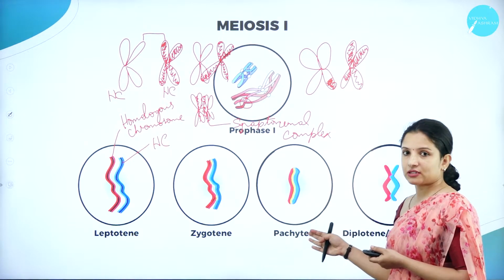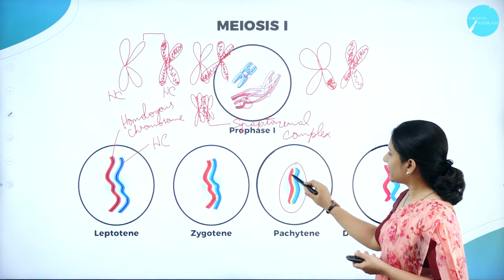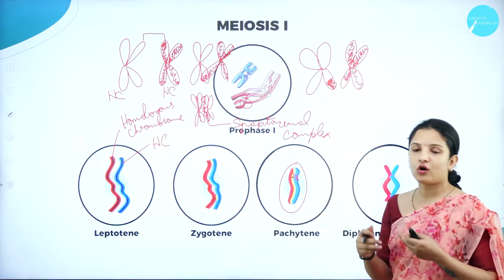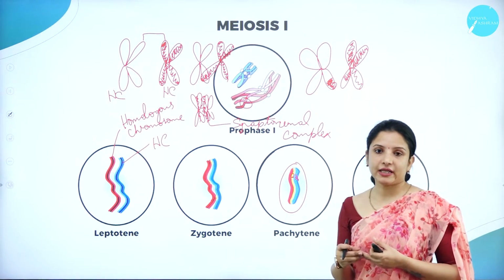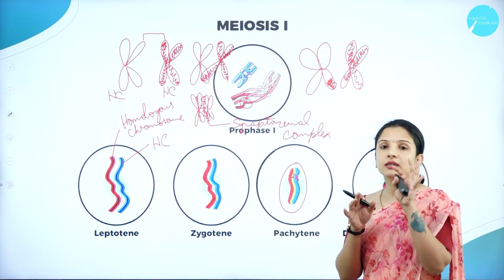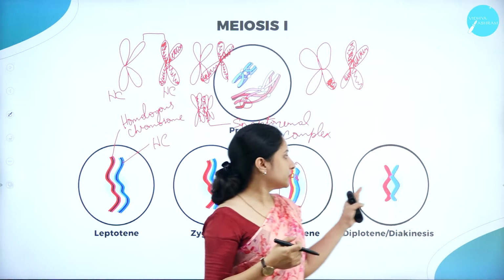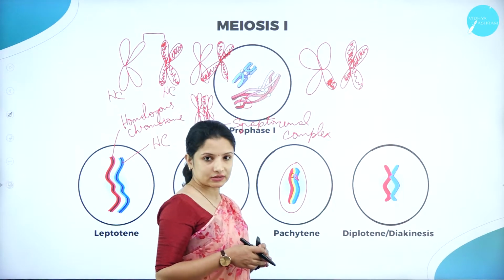In the pachytene stage, the chromosome now forms a tetrad. As you can see, the chromatid arms, one chromatid arm, the second one, third one, fourth one, will form a tetrad chromosome, and now it is called the bivalent. Why? Because two chromosomes have combined with each other. So the bivalent stage will occur, then it will enter into the diplotene or the diakinesis.